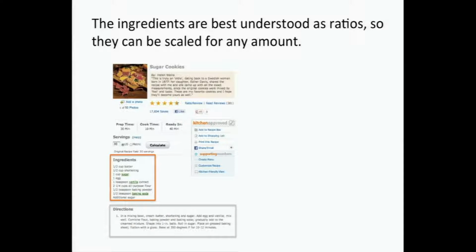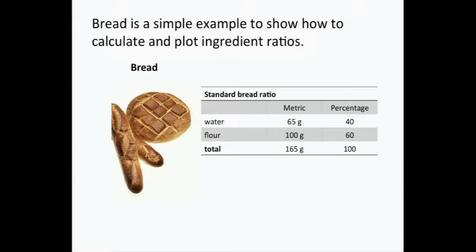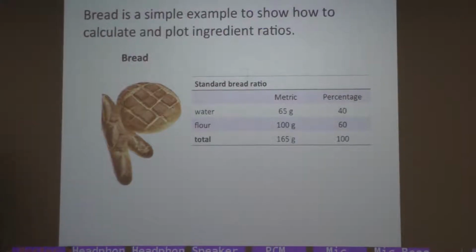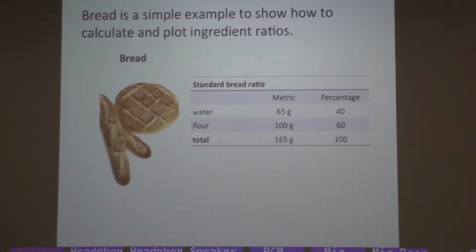And so for example, if you wanted to think about this simply, here's like a standard bread recipe. You can mix water and flour and get bread. So 40% is water, 60% is flour. Isn't it fun when you start getting into computational gastronomy and seeing how the professionals actually deal with this stuff?